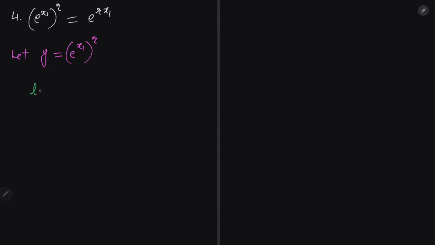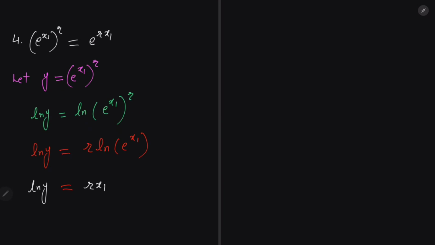Apply natural log on both sides, natural log of y. Natural log of y will be equal to r times natural log of e raised to power x1. Since exponential and natural log are inverse to each other, and this x1 can be written as a product with r, so we have natural log of y equals rx1.